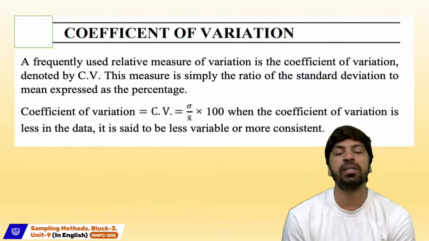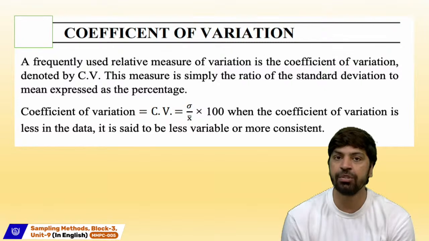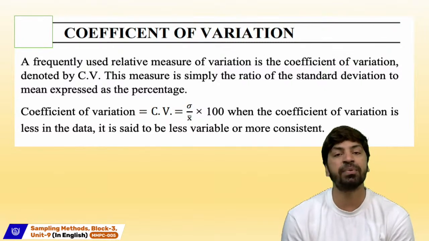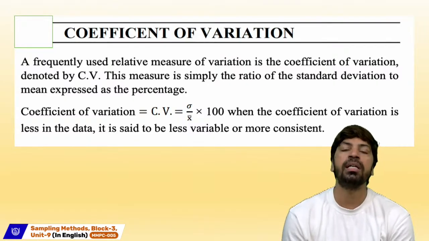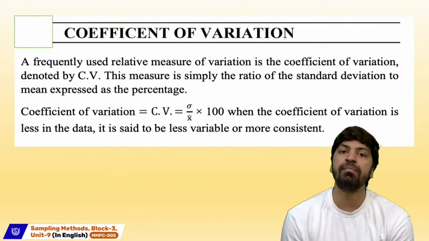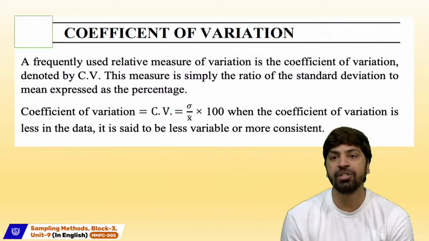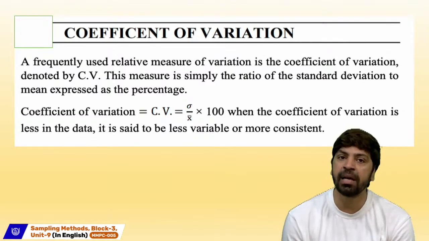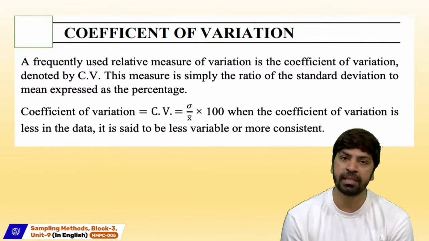This measure also reflects the ratio of the standard deviation to the mean, which is mainly expressed as a percentage. And coefficient of variation is equal to standard deviation by mean into 100. When the coefficient of variation is less in the data, it is said to be less variable or more consistent.